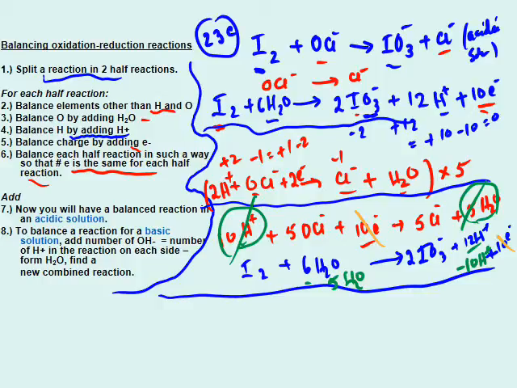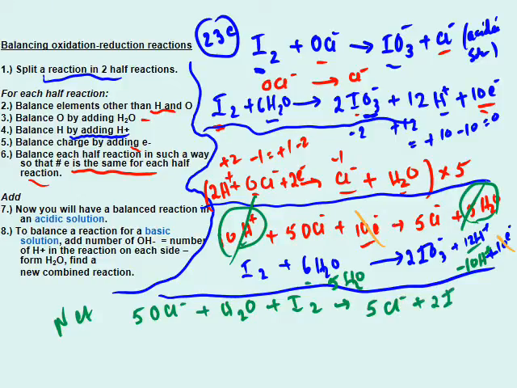So now I can write down the overall reaction. The net reaction will be given by addition of these two: 5 OCl minus plus H2O, because 6 minus 5 plus H2O, plus I2, that gives 5Cl minus plus 2IO3 minus plus 2H plus.